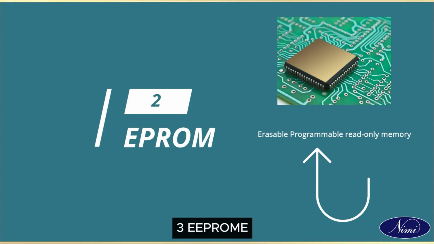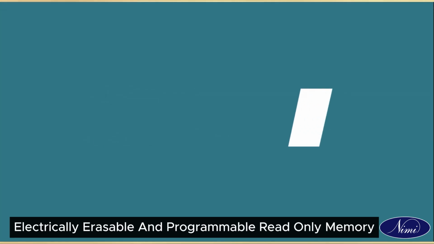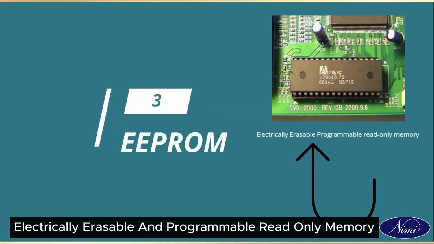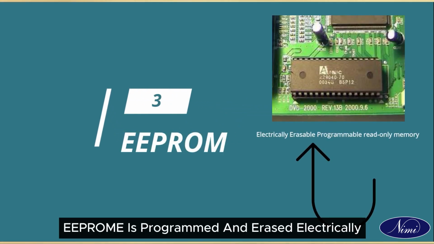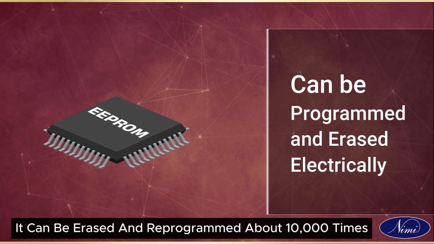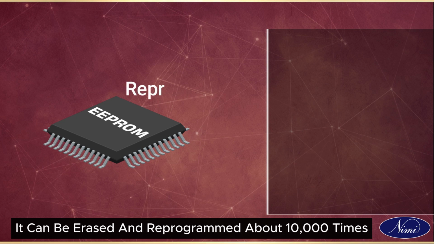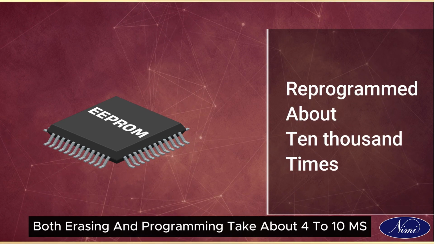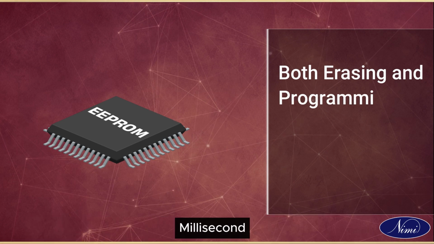3. EEPROM, Electrically Erasable and Programmable Read-Only Memory. EEPROM is programmed and erased electrically. It can be erased and reprogrammed about 10,000 times. Both erasing and programming take about 4 to 10 ms, milliseconds.